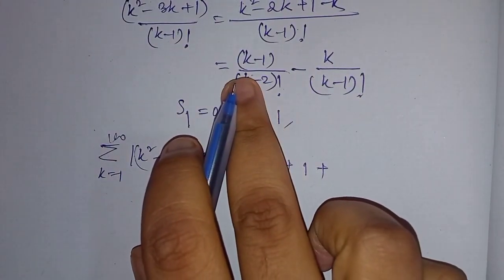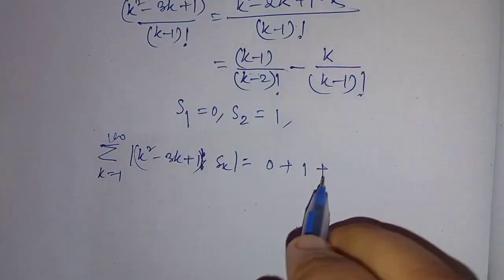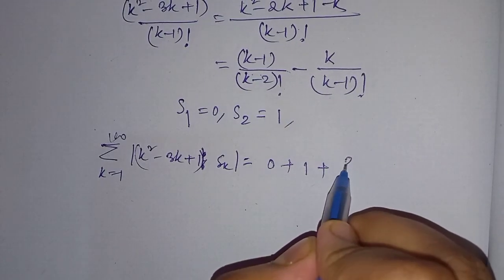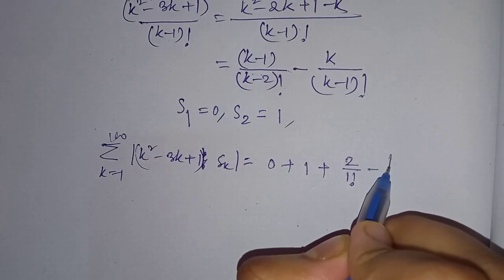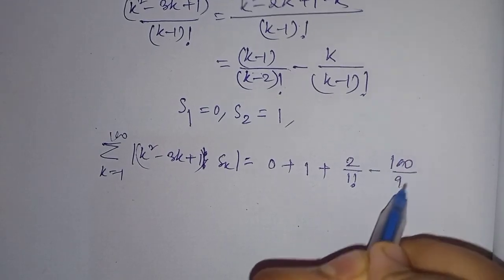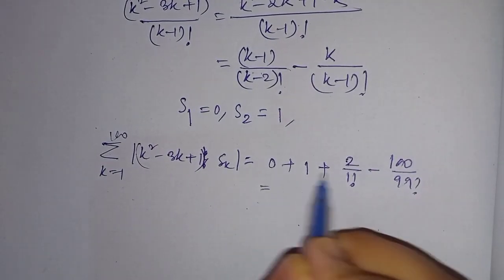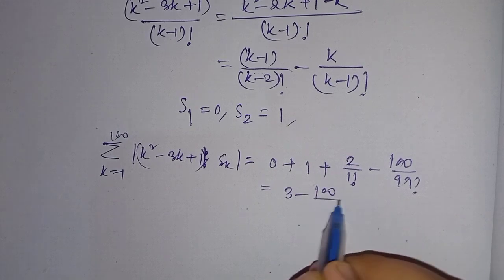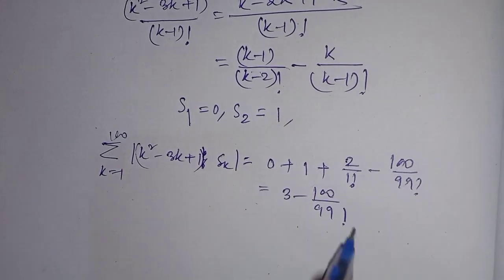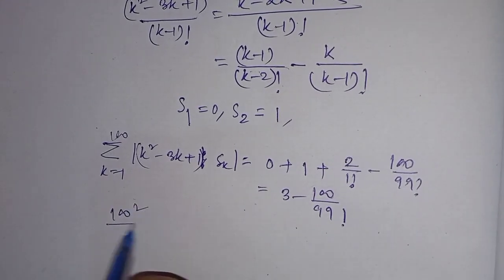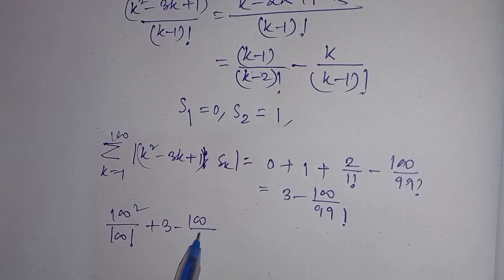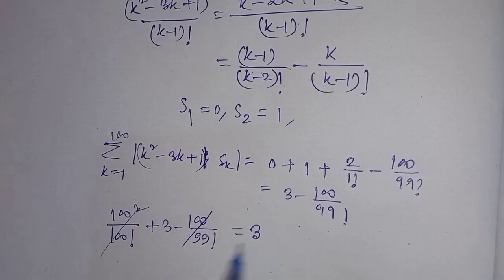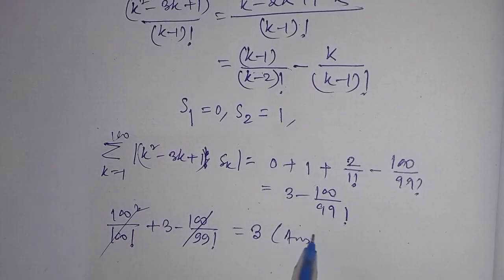So it goes from 3 to 100, so the terms will be, 3 minus 1 by 2 by 1 factorial minus 100 by 99 factorial, so 3 minus 100 by 99 factorial, and we have to add 100 square by 100 factorial to this. Notice that these terms cancel and our answer is 3, and 3 is the correct answer for this question.